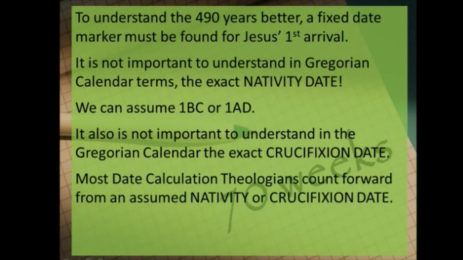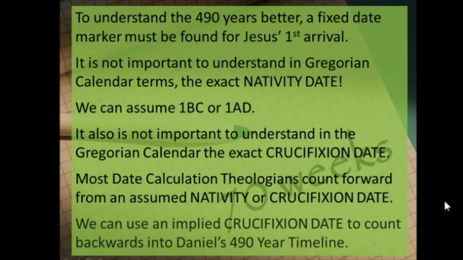So most date calculation theologians, they count forward from an assumed nativity or crucifixion date. What I mean by that is they actually go into the archaeological record and choose to use archaeologists' assumed dates and then calculate things forward to come up with the nativity and the crucifixion. And of course, this thoroughly frustrates them because they come up with all kinds of timelines.